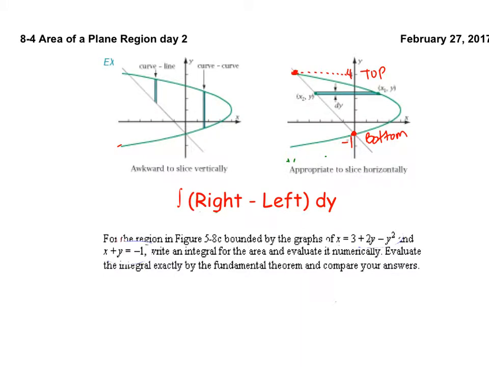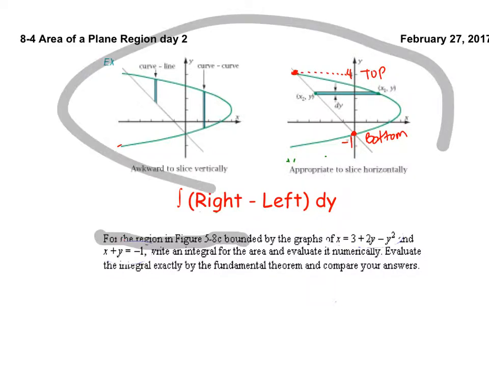Alrighty, this is day 2 for area of a plane region. For the region of figure 5.8c, which I suppose is this region right there, by the graphs. Yeah, that is this graph. I can tell this is a parabola because there's a square involved. It's a sideways parabola because it's y squared, and because it's negative y squared, it's facing left.